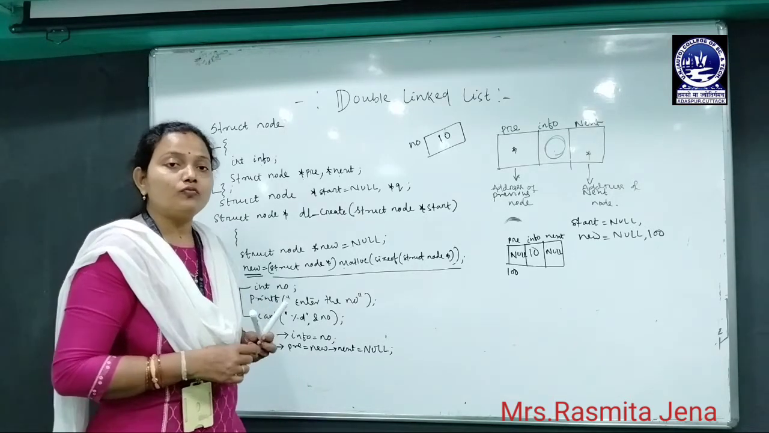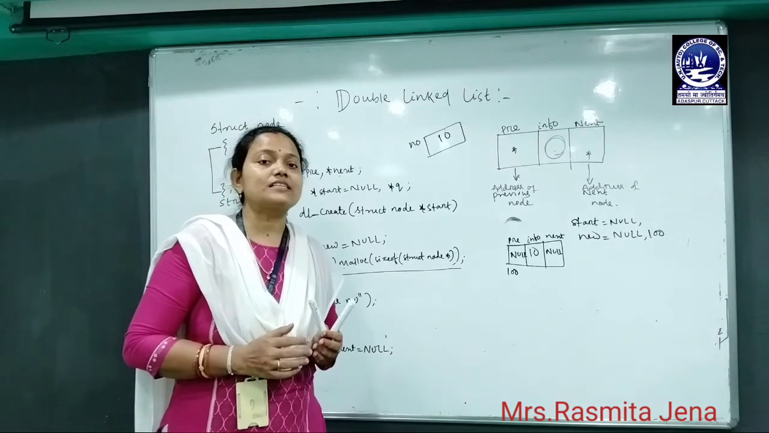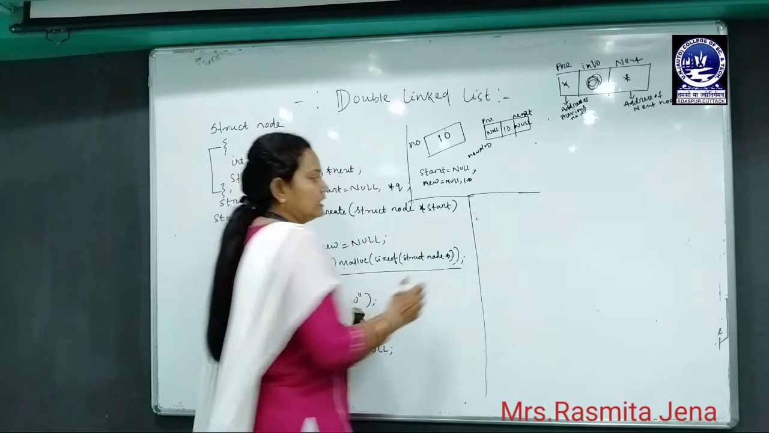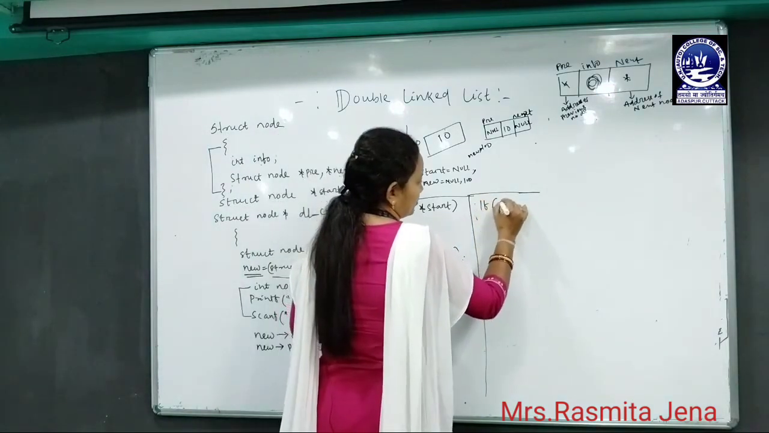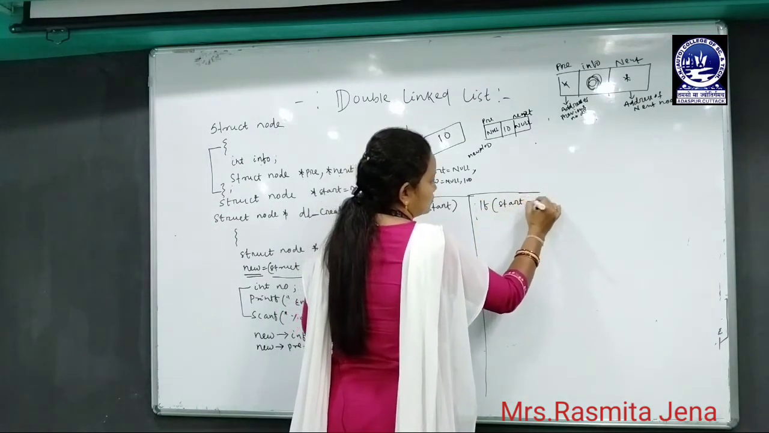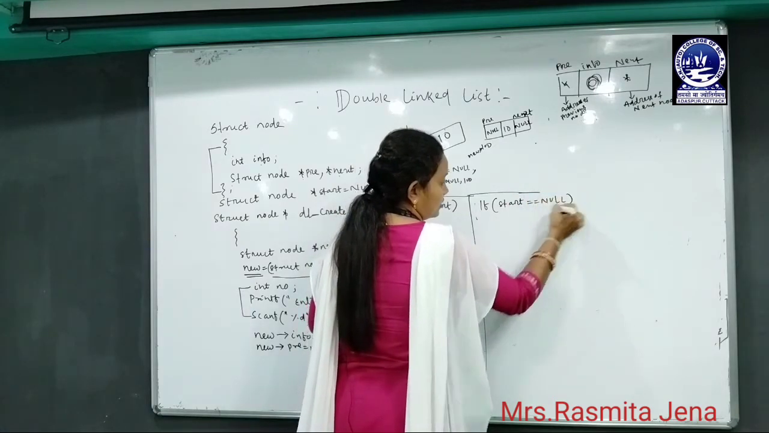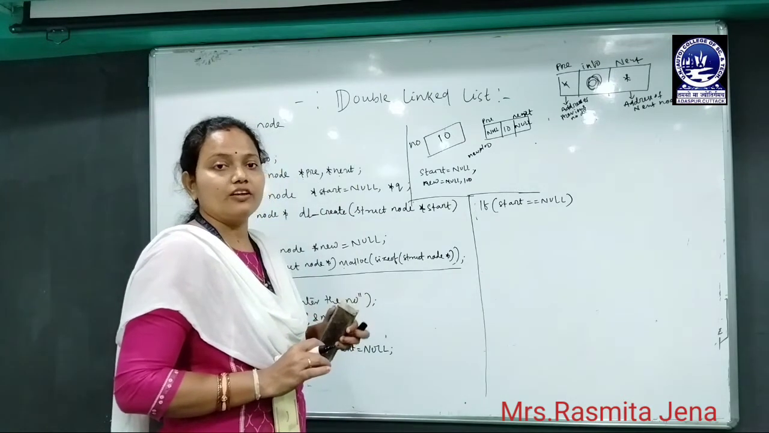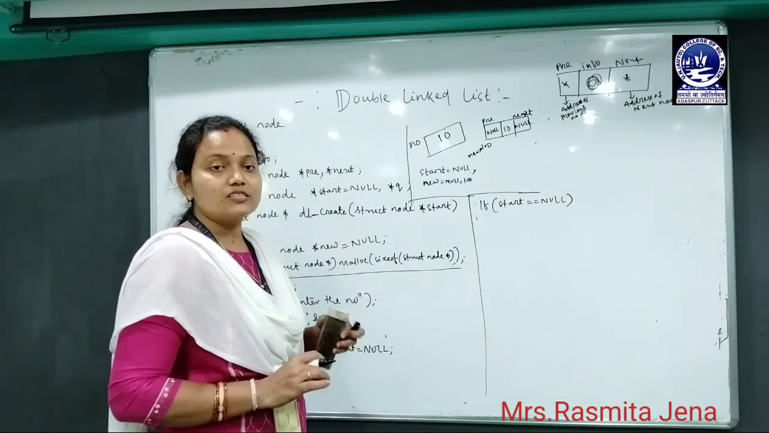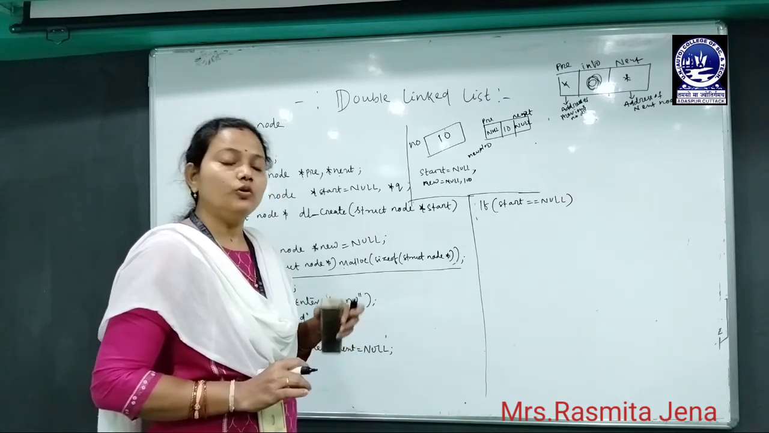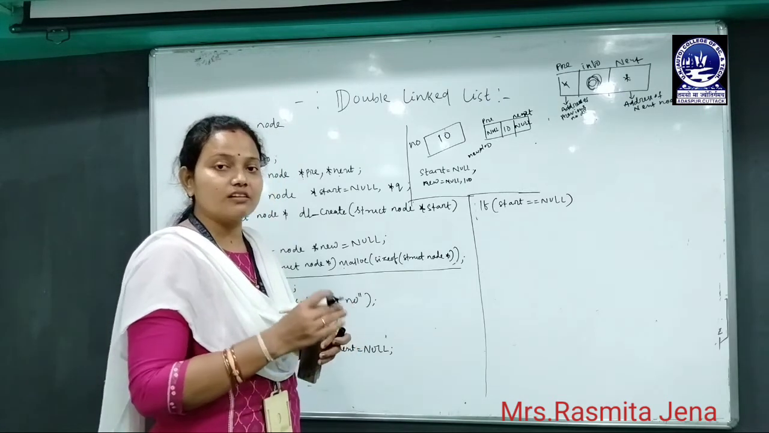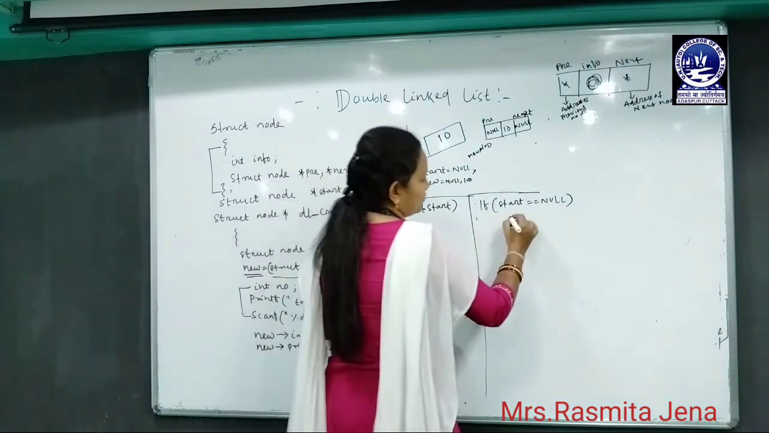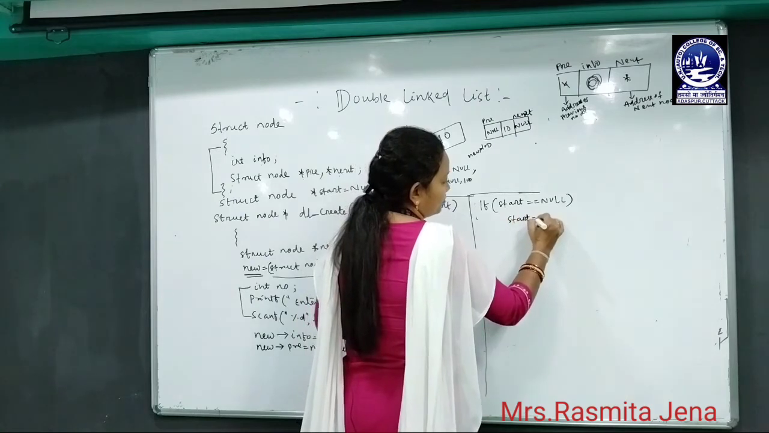Then I will start to create the node. For that I will first check whether the start node is created in the list or not. So I can write if start equals to null. It means what? Still there is no node in the double linked list. Now we will create the first node in the double linked list by writing start equals to new. It means the new node which is created became the start node of the list. So I can write start equals to new.